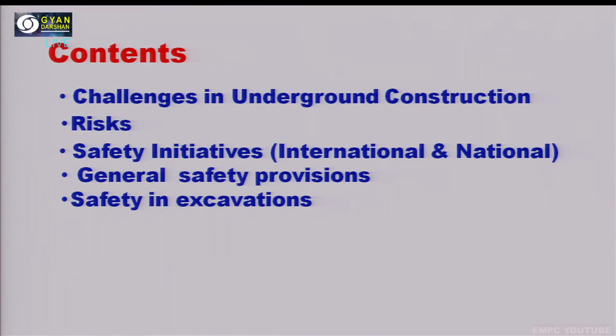As you know, we were discussing the safety aspects in underground works. In our last lecture, I introduced this topic to you, in which I discussed what underground works are basically and what some of the challenges are. Today we will be discussing the challenges in underground works, then the risks involved in this type of work, then safety initiatives taken at international as well as national level, then general safety provisions, then safety measures especially in excavation. So these things we will touch upon today.